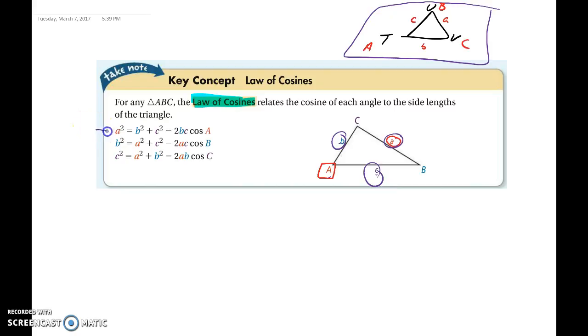It's just whatever side you're trying to solve for: the other 2 sides will be squared and added together, and then it's minus 2 times those 2 sides, and then times the cosine of the angle opposite the side that you're trying to solve for. All right, and we know we're going to use cosine for this one because it is the law of cosines. So now let's go ahead and show why it works.